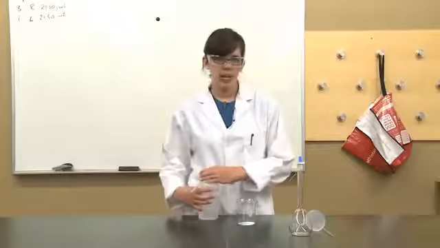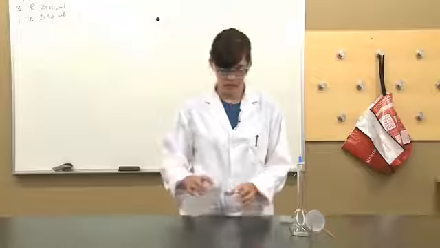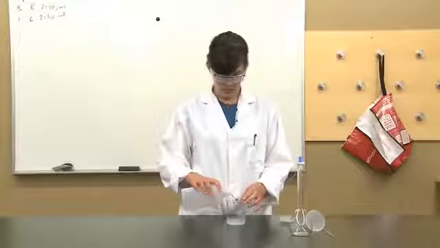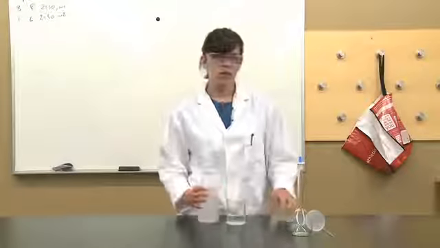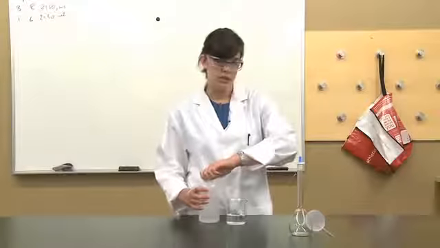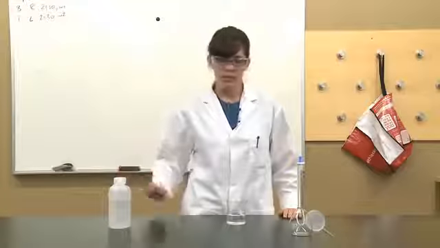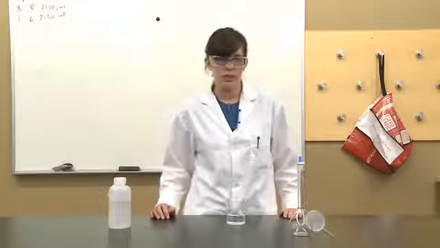You'll now want to add approximately 100 milliliters of deionized water, which is my solvent, to the beaker. A general rule of thumb is to add about half as much solvent as you'll need to make the final solution. Since we'll be making a 250 milliliter solution, I'm using approximately 100 to 150 milliliters.